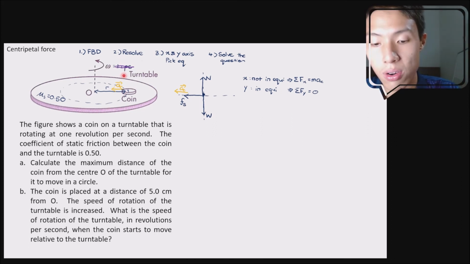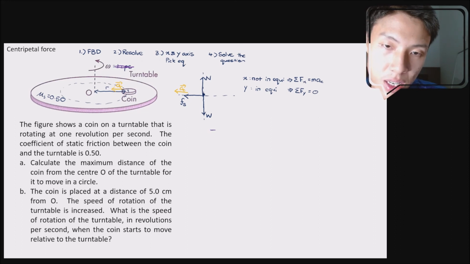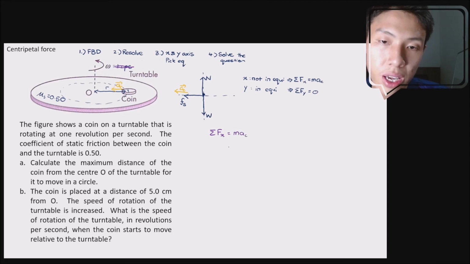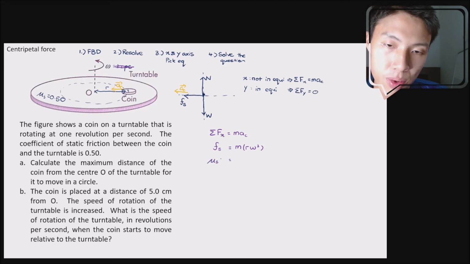Okay, so sum of Fx still equals to m a_c, the centripetal acceleration. And for this situation, it's still Fs equals to m, and again we still need the speed of rotation, so we'll change it to r omega squared as well, because we want omega. Then right now we know that this is mu_s multiplied by N. This is m r omega squared. The steps are still the same.